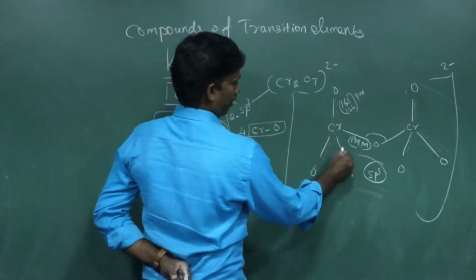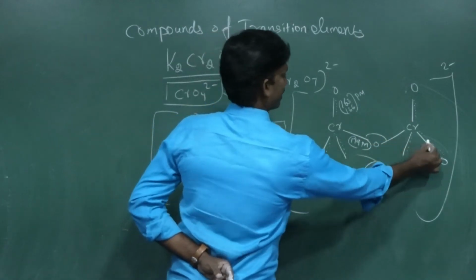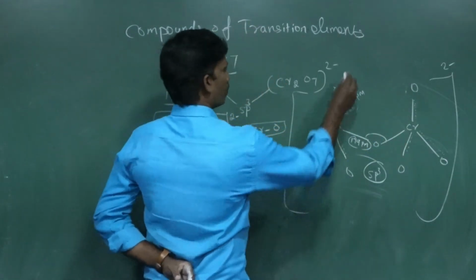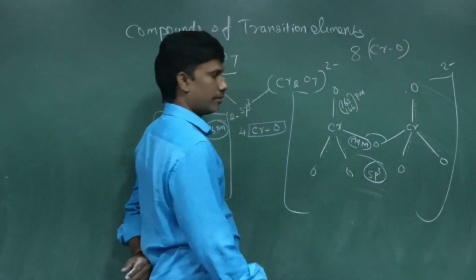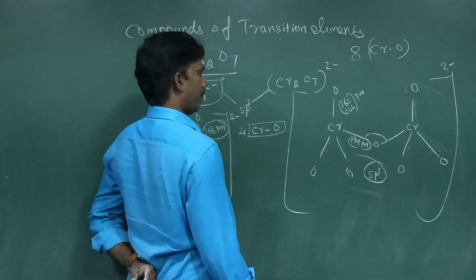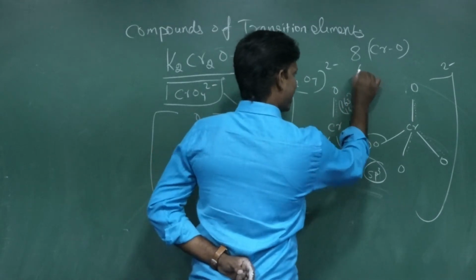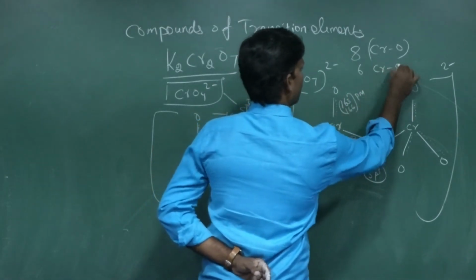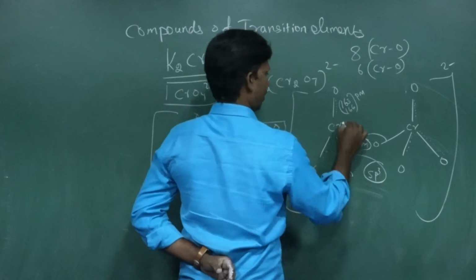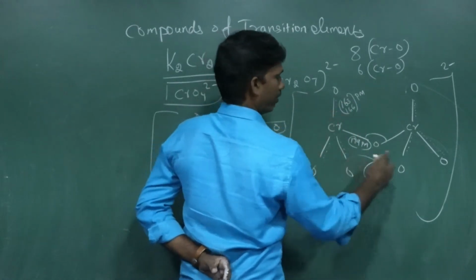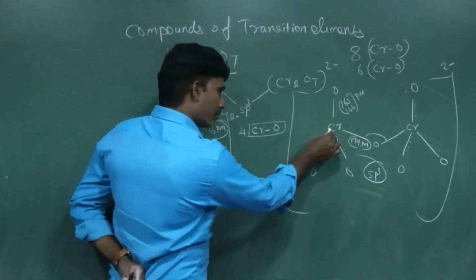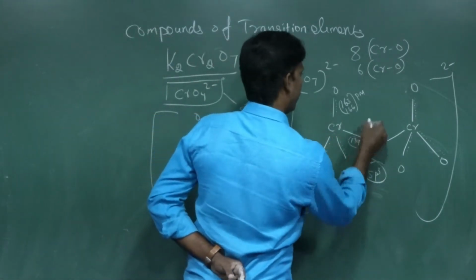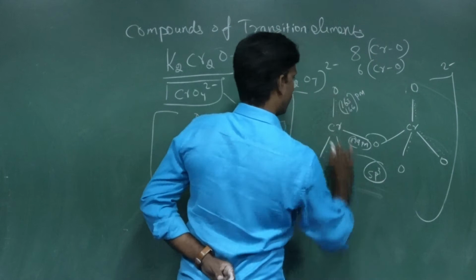1, 2, 3, 4, 5, 6, 7, 8. So totally 8 CrO bonds. Among them 6 are equivalent. These 1, 2, 3, 4, 5, 6 are equivalent CrO bonds. The bridging CrO bonds, these two, are not equivalent to all of those.